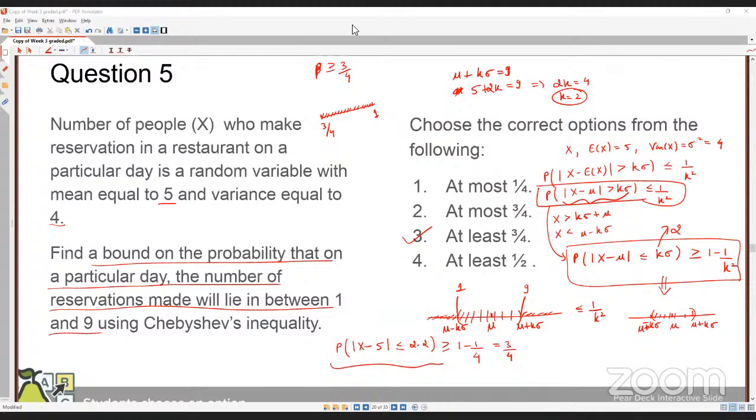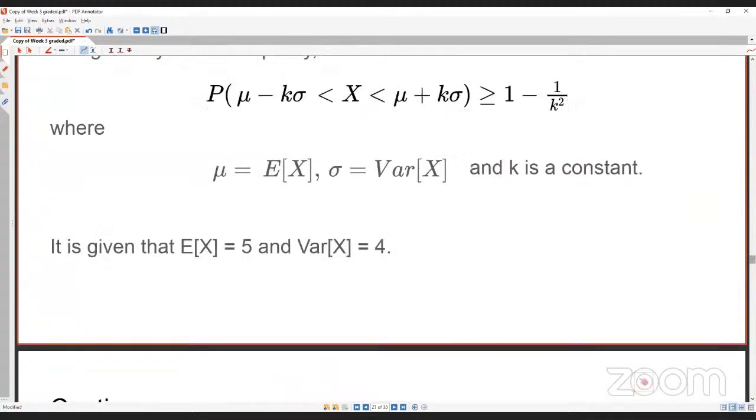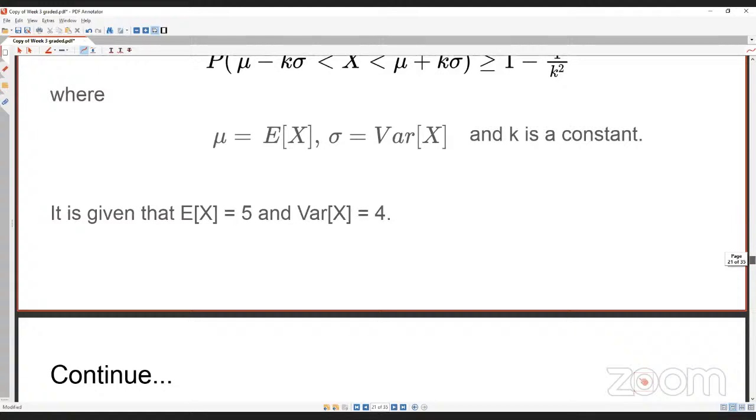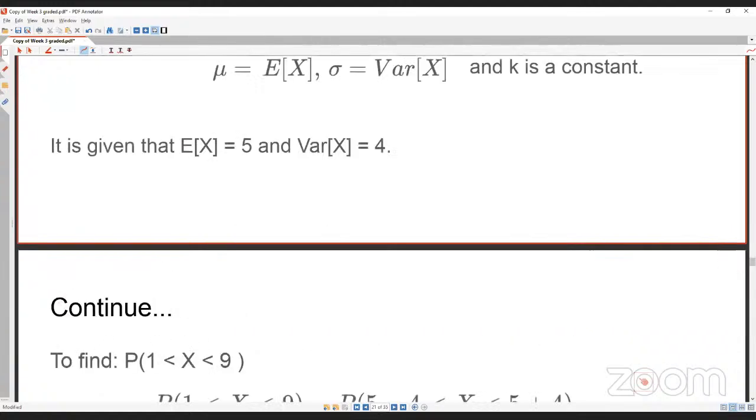Ma'am, as per inequality, when we are discussing the greater than symbol, like outbound probability, in that case boundaries are included. So when we reverse it, like doing 1 minus probability, then I think 1 and 9 will be excluded out of that.